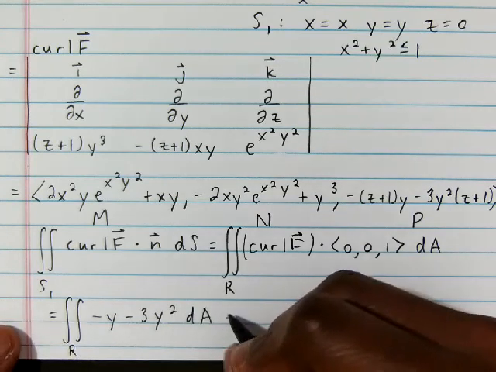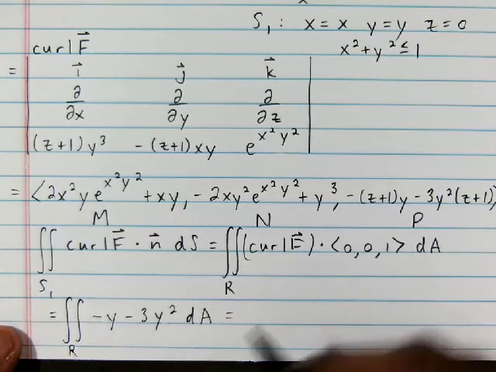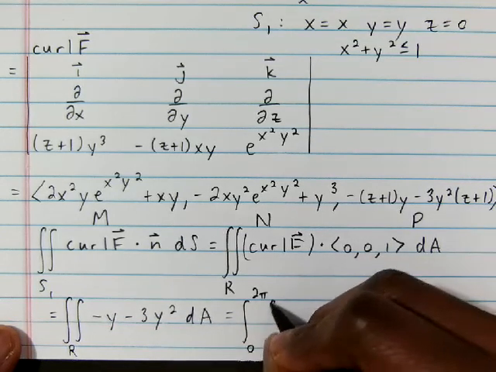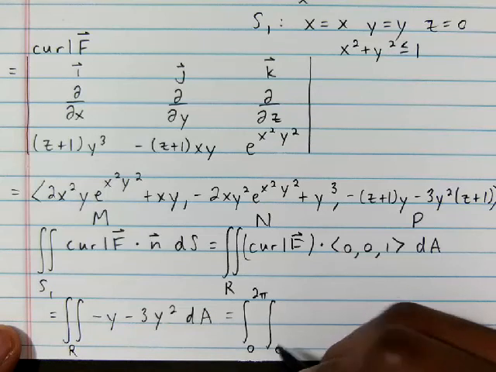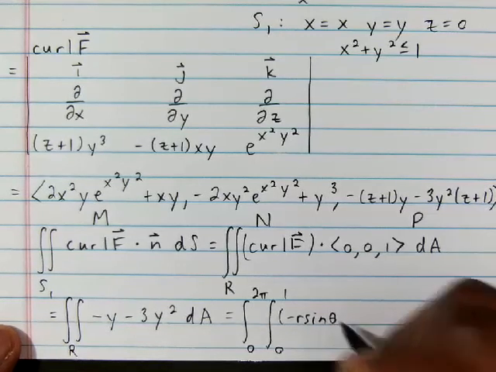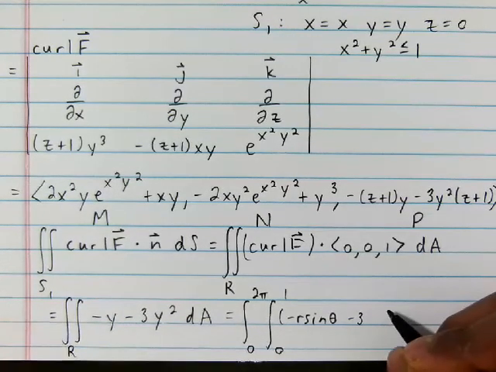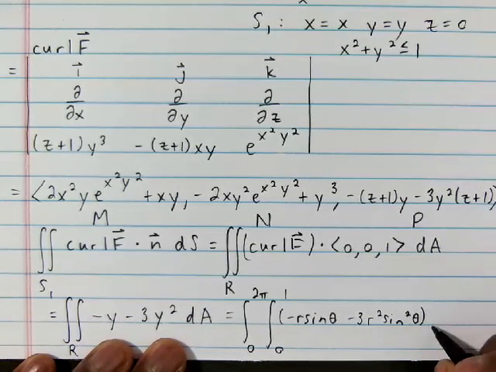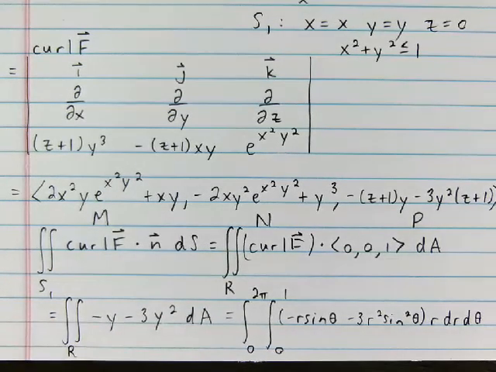So now, because that region R is a polar region, let's take this integral and change it to a polar integral. So 0 to 2 pi, and then 0 to 1 is our radius, and then negative r sine theta minus 3r squared sine squared theta. And then we need our Jacobian r, and then dr d theta, and you would evaluate that integral. All right, so I'll stop this video here, and then we'll continue with section 15.7 in our next video.